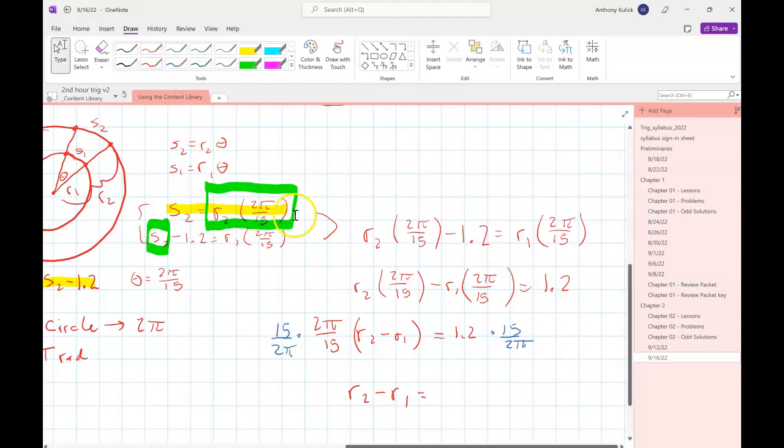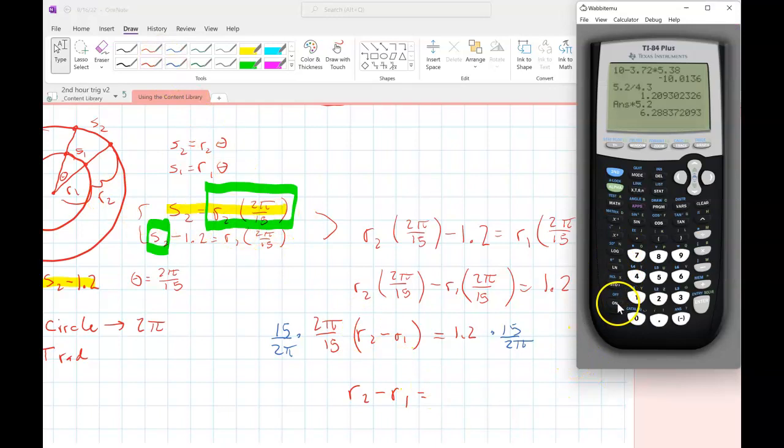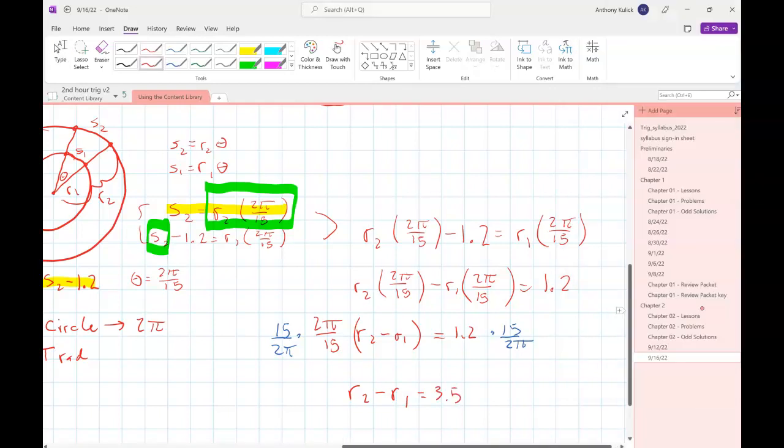15 times 1.2 and then divide by 2, 11.25. Well, let's just do, and then divide by pi. Just do it all at once. So I have 3.58. Does that answer the question?